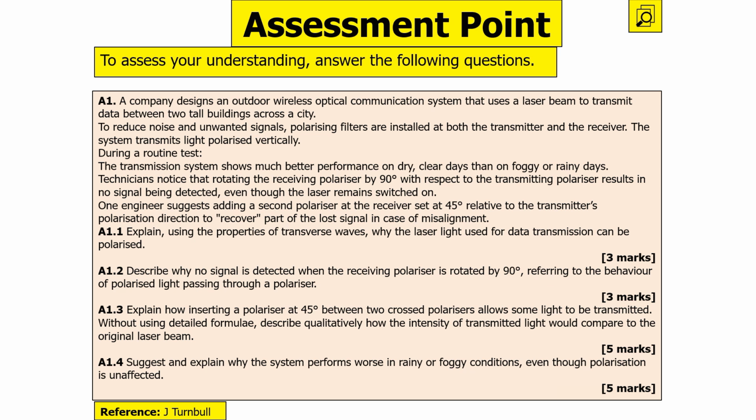Explain using the properties of transverse waves why the laser light used for data transmission can be polarized. Describe why no signal is detected when the receiving polarizer is rotated by 90 degrees, referring to the behavior of polarized light passing through a polarizer. Explain how inserting a polarizer at 45 degrees between two cross polarizers allows some light to be transmitted. Without using detailed formulae, describe qualitatively how the intensity of transmitted light will compare to the original laser beam. Suggest and explain why the system performs worse in rainy or foggy conditions even though polarization is unaffected.